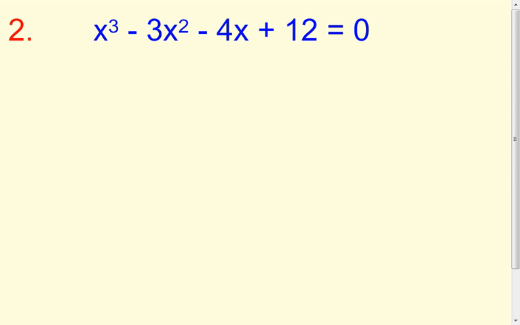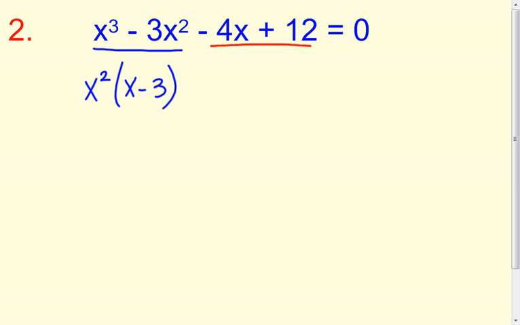Now I will do this one too. It is very similar to number 1, so some of you may be able to buzz through this quickly. But again, it's got 4 terms, so I will factor by grouping. When I underline that, again, they have an x squared in common. And when you pull that x squared out, then you'll have x minus 3 left in the parentheses.